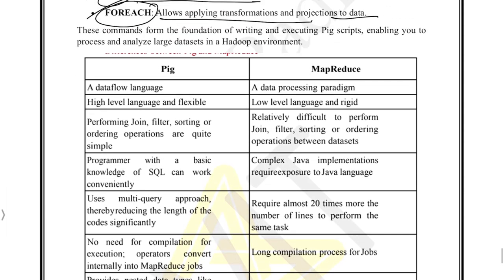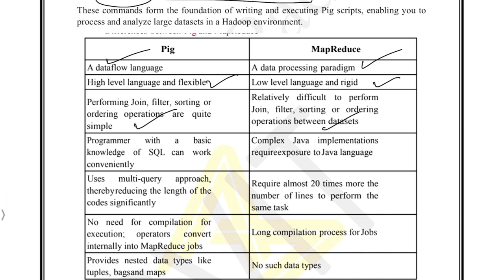Now let's see the difference between Pig and MapReduce. Pig is a data flow language, whereas MapReduce is a paradigm. Pig supports a high level language, while MapReduce supports only low level languages. Performing a join, filter and sorting is very simple in Pig, whereas it is much more difficult in the MapReduce technique. Also, a programmer needs only basic SQL knowledge to perform Pig operations, whereas you should know the concepts of core Java in detail to understand MapReduce.